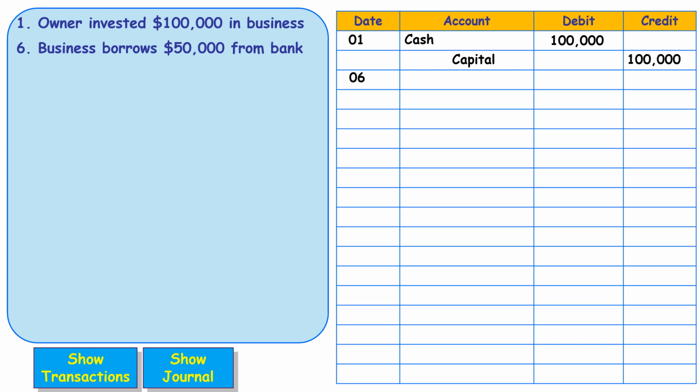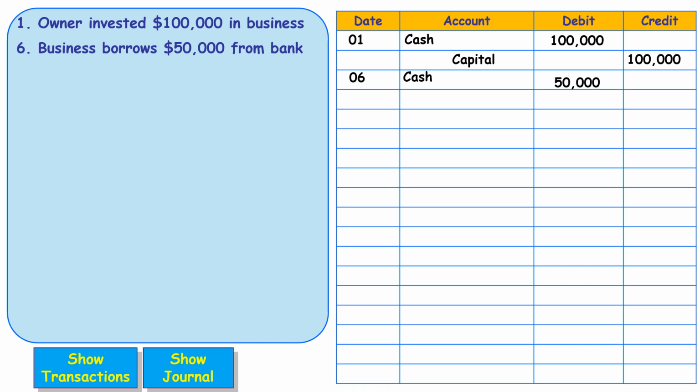So the name, we need to find out the name to write in the account box. The name is, if you read the transaction, you will figure it out. So business borrows 50,000 from the bank. Now that means the bank will give the business cash. So the first line would be cash, and cash will be debited because it increases in the business.